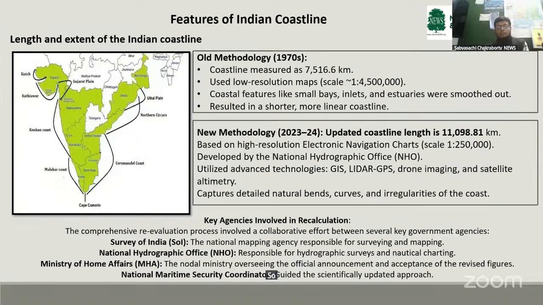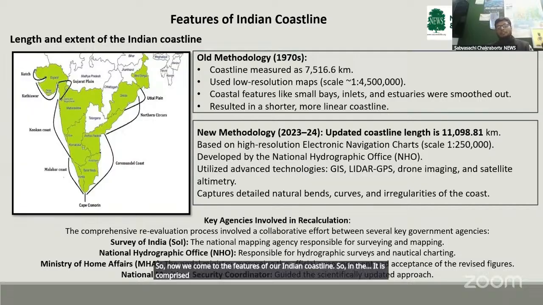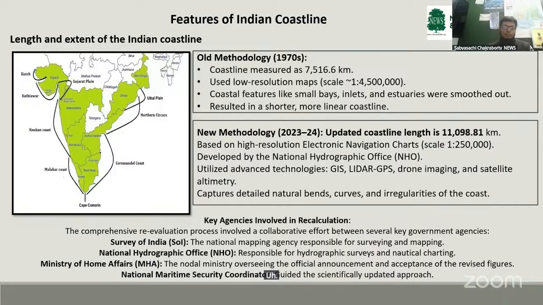So now we come to the features of our Indian coastline. It comprises the eastern coast and the western coast. A total of nine states and four union territories are present along the Indian coastline.